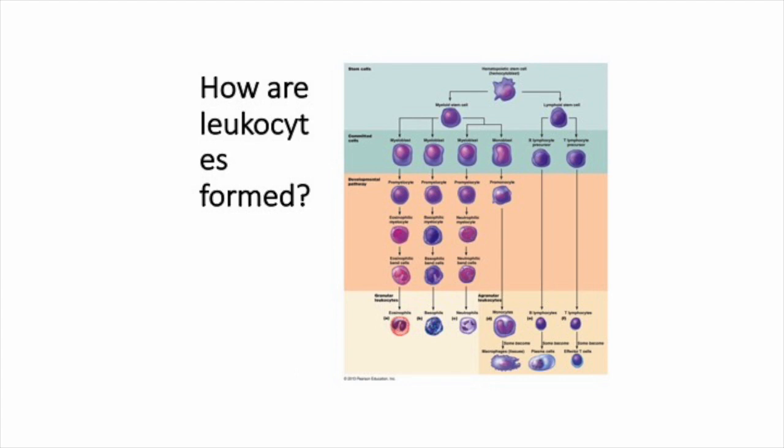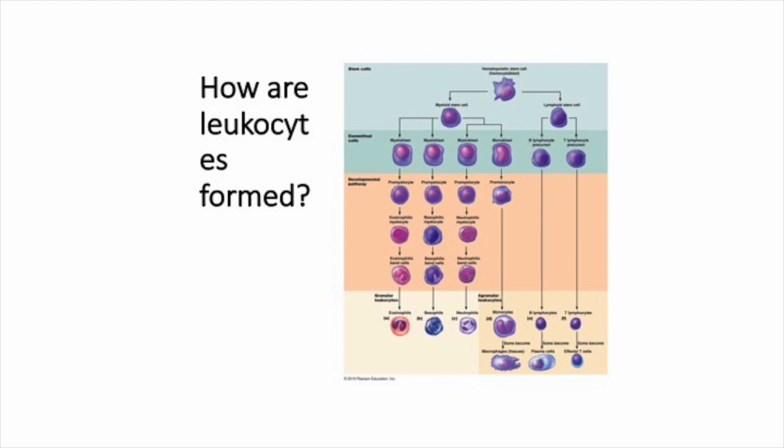The first thing I want you to notice at the very top of this flowchart, every white blood cell, no matter which of the five kinds it is, starts out as a hematopoietic stem cell. That is the same type of cell that an erythrocyte started out as. It is the same type of cell that a platelet will start out as. So every cell in the blood, no matter what kind, is going to start as a hematopoietic stem cell.